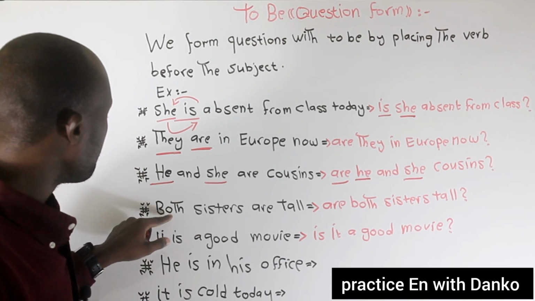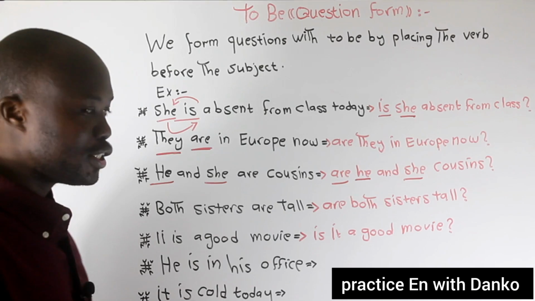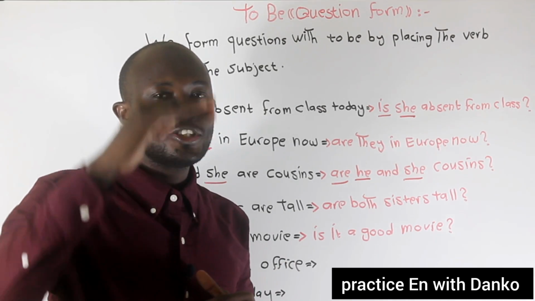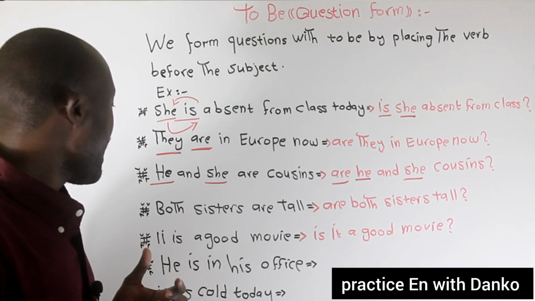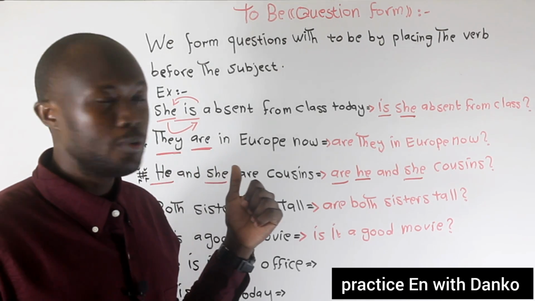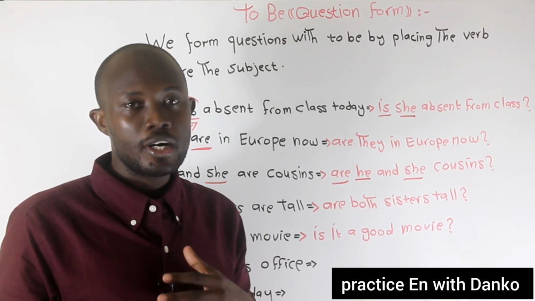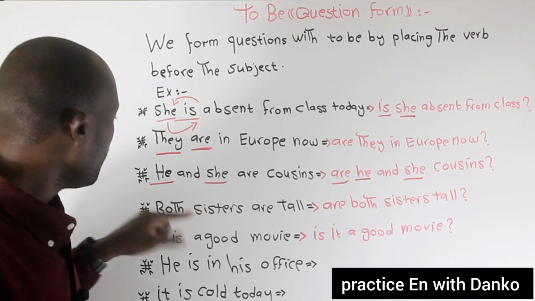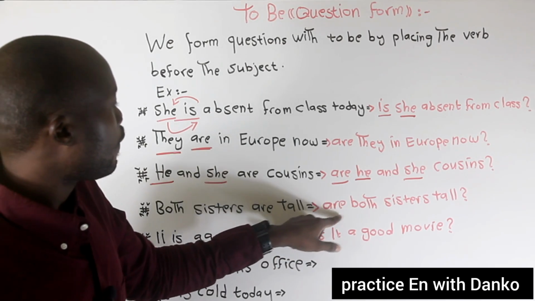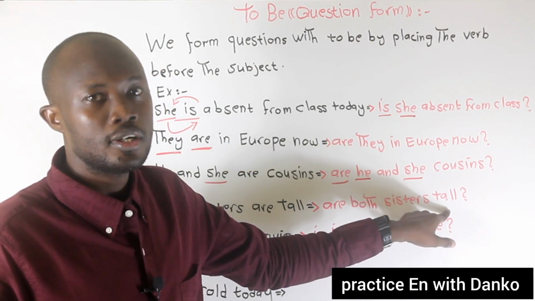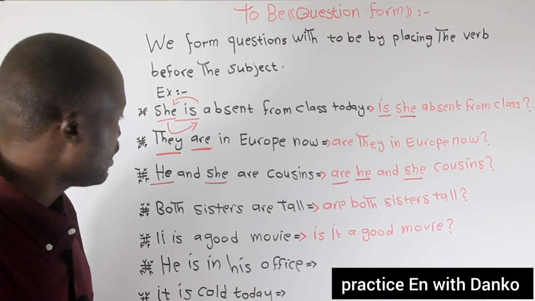Number four, both sisters are tall. They are two sisters, and both of them are tall. If you want to ask a question, as you remember our rule is placing the verb before the subject. We look for where the verb is and where the subject is. First, we find the verb is "are" and the subject is "sisters". It becomes: are both sisters tall? The answer could be yes, they are tall, or no, they are not. Okay, great.